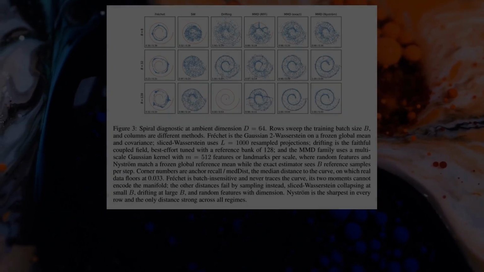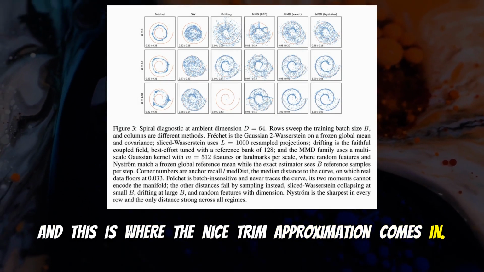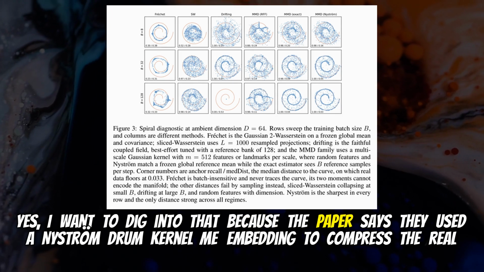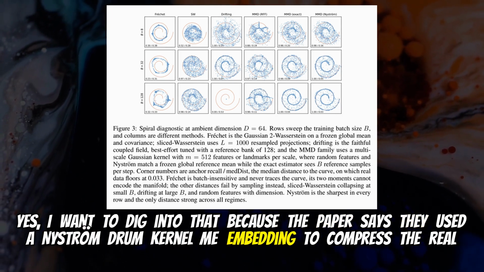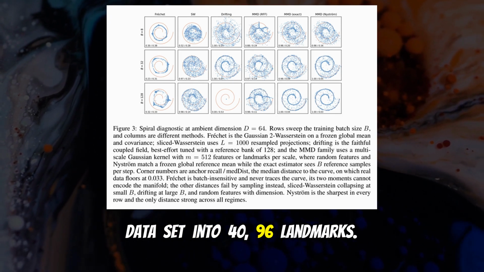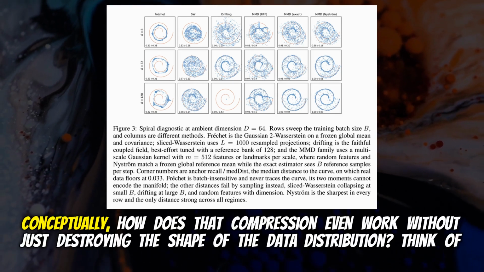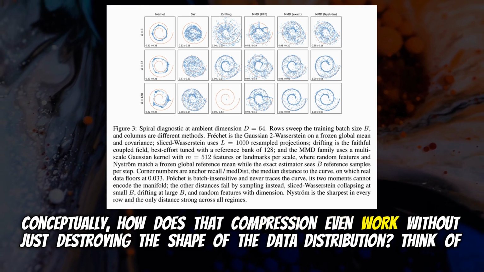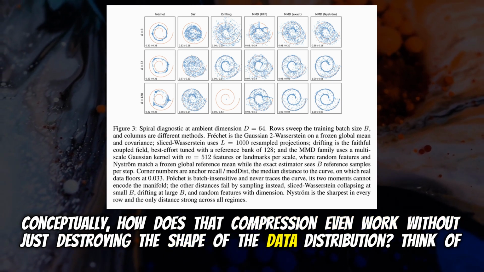You definitely can't. And this is where the Nyström approximation comes in. Yes, I want to dig into that because the paper says they used a Nyström kernel mean embedding to compress the real dataset into 4096 landmarks. Conceptually, how does that compression even work without just destroying the shape of the data distribution?